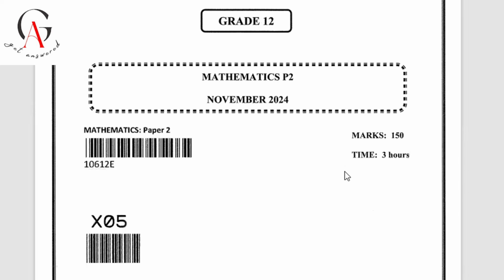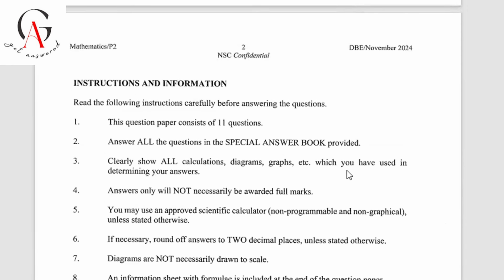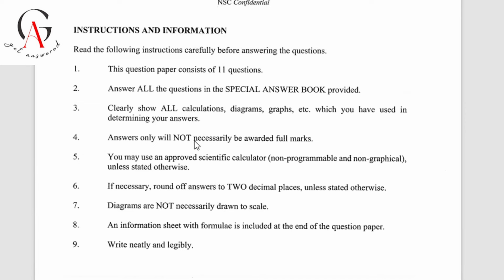All right, so the paper is 3 hours, 150 marks. The instructions: we have 11 questions. We're going to use a special answer book. Answers only will not be awarded marks, so we shall show our working. Calculator: if necessary, we must round off our answers to 2 decimal places unless stated otherwise.